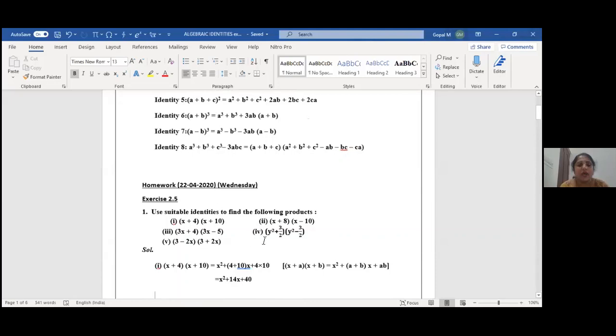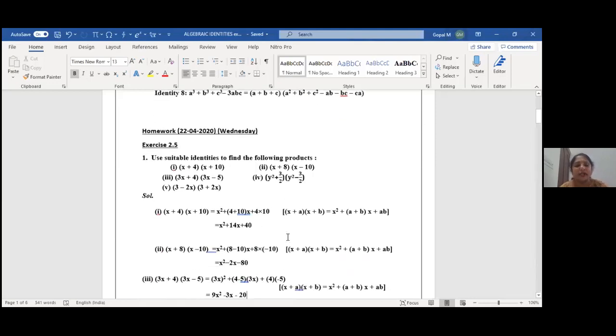Ma'am, the fourth identity is (x plus a)(x plus b). No, Charan. See, y square, 3 by 2, 3 by 2, only the sign is different. Second one, ma'am? Second one, yes. A value is 8, b value is minus 10. Apply that and find out. The fourth and fifth questions are completely based on a square minus b square. So we'll cross check our answers. I hope you all have done your homework.